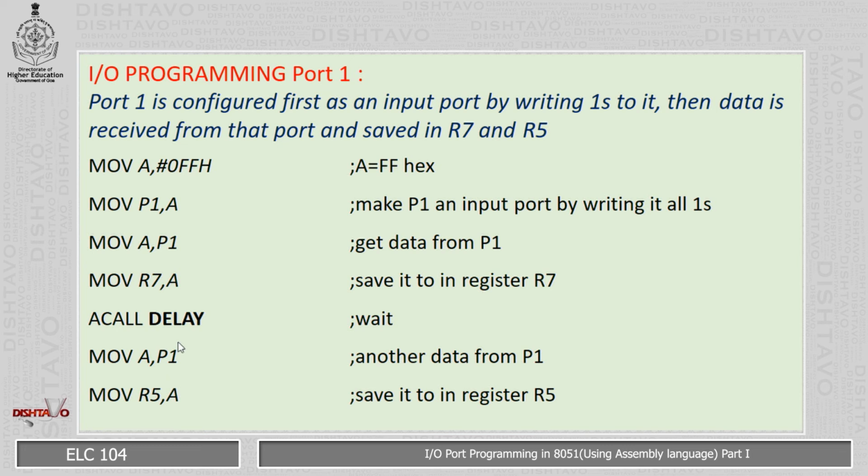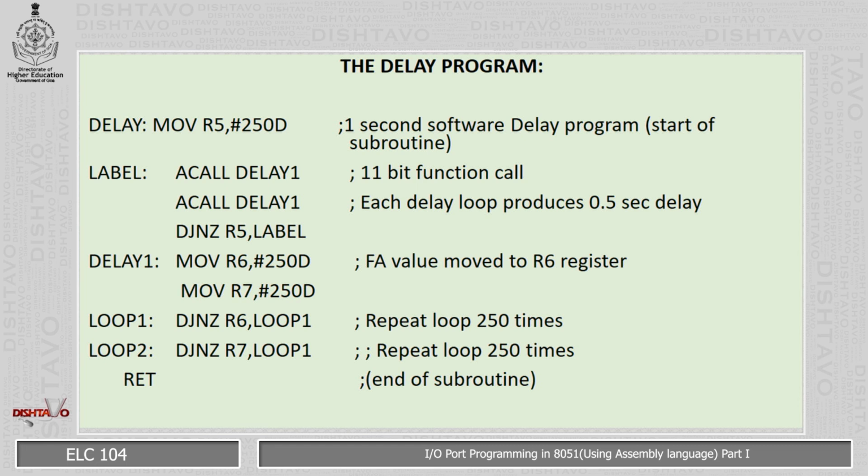Then I wait for some time. Then again I get another data from port 1. I will store it into another register. So I got 2 data and then I can write a program to compare both, depending on what data I am collecting. Finally, I'll just go through this delay program. This is a 1 second delay program.